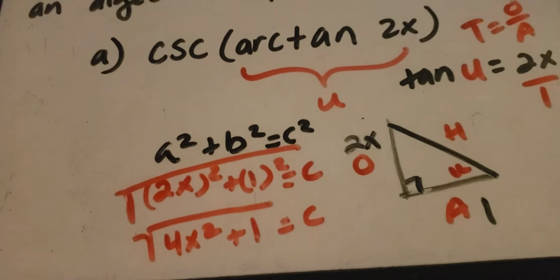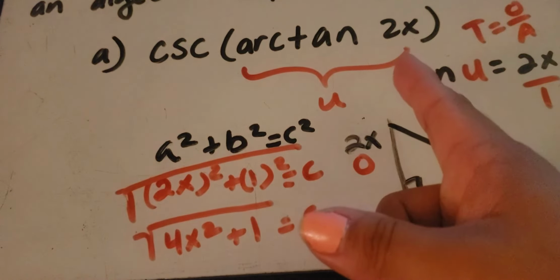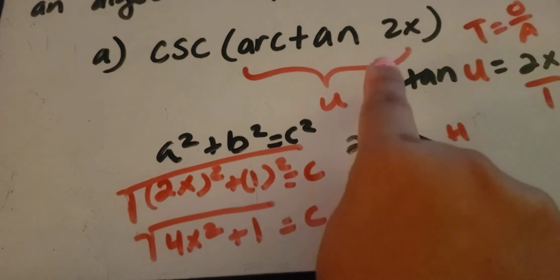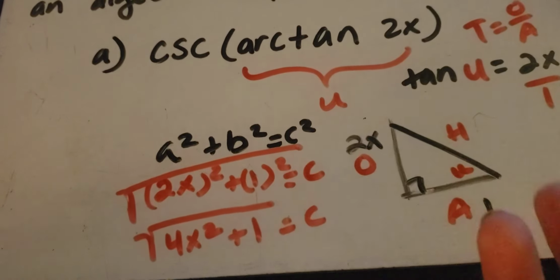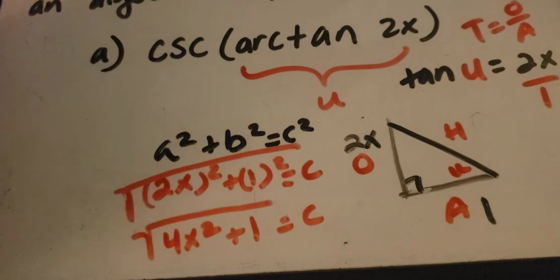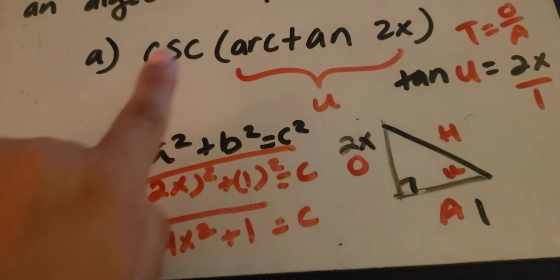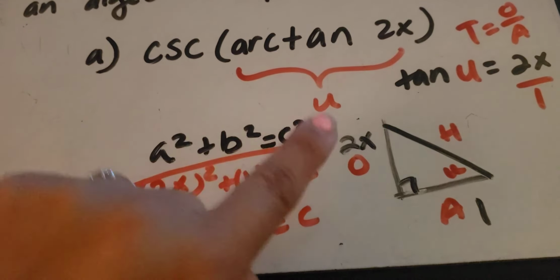So this is literally following the same procedures and steps as we did in the previous example. Again, we don't have to remember a quadrant because our angle is 2x, so all I have to do is draw a triangle. Now that we have this, I can work with the outside, cosecant of u.